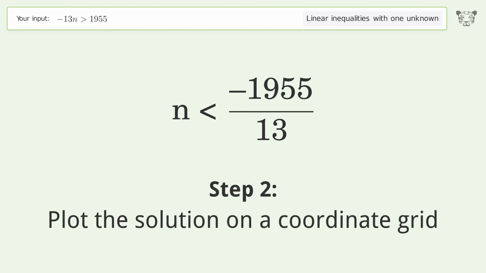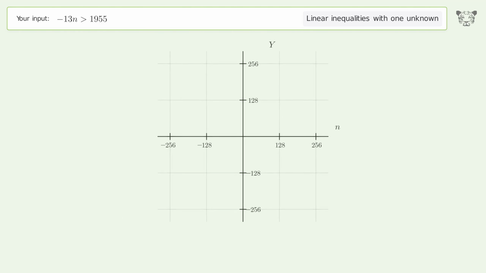Plot the solution on a coordinate grid. And so the final result is n smaller than negative 1955 over 13 smaller than negative 1505 over 13.